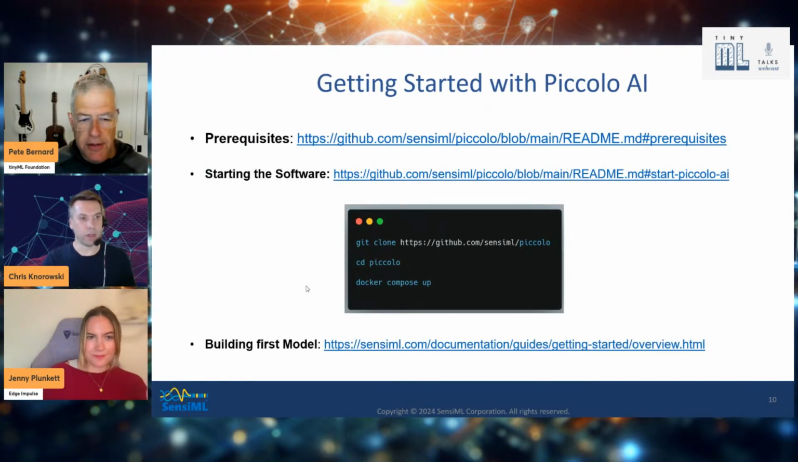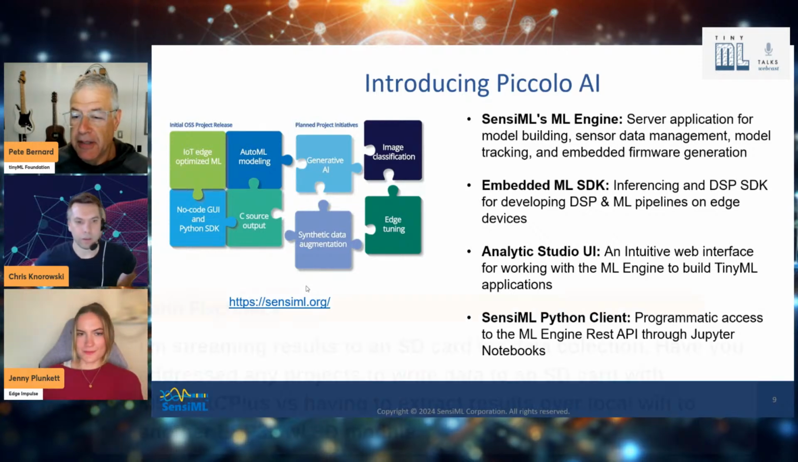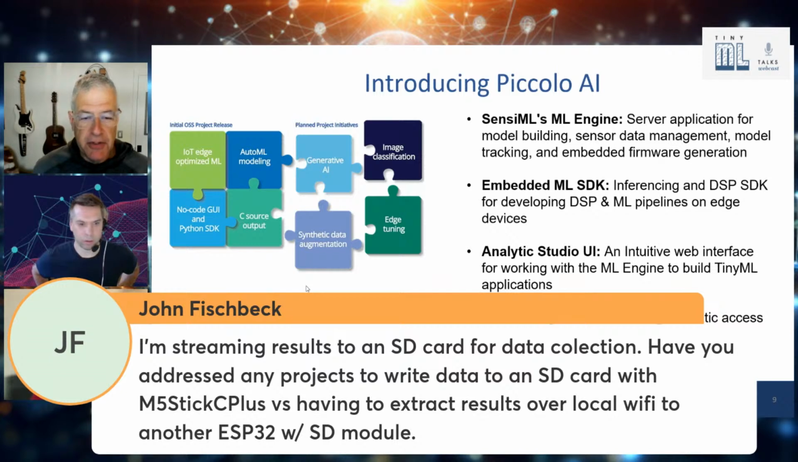Okay, so Chris, yeah, go ahead. I want to jump in because we had a couple of questions building up here. So before you jump into the next topic, maybe you can address a couple of them. Here's one from John. It says, I'm streaming results to an SD card for data collection. Have you addressed any projects to write data to an SD card with the M5 Stick C+ versus having to extract results over local Wi-Fi to another with an SD module? Is that something that is applicable here?